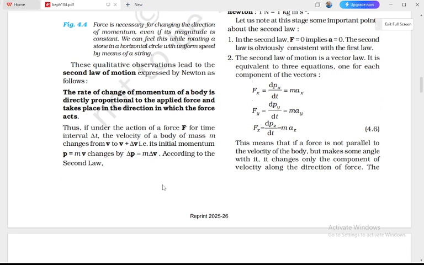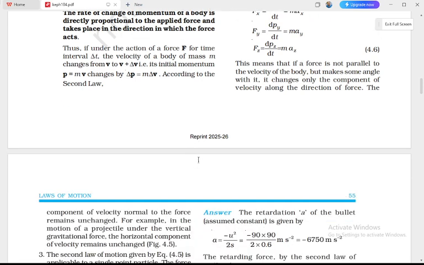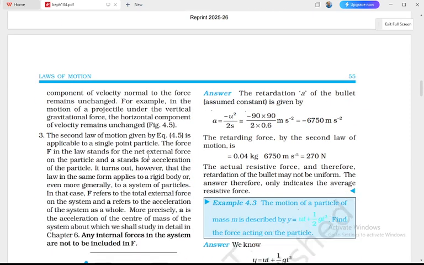This means that if a force is not parallel to the velocity of the body but makes some angle with it, it changes only the component of velocity along the direction of force. The component of velocity normal to the force remains unchanged. For example, in the motion of a projectile under the vertical gravitational force, the horizontal component of velocity remains unchanged.